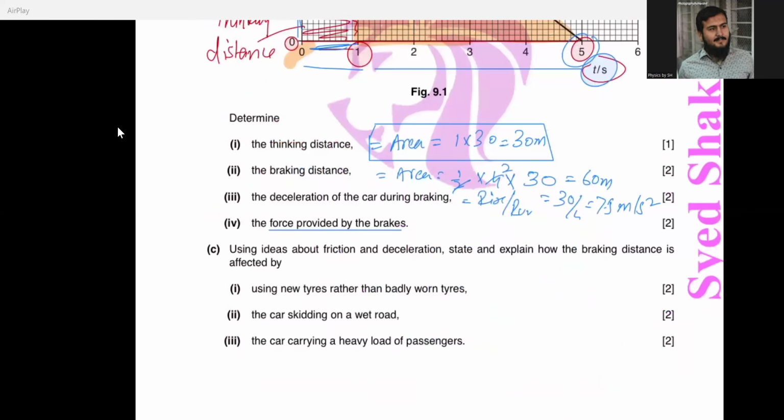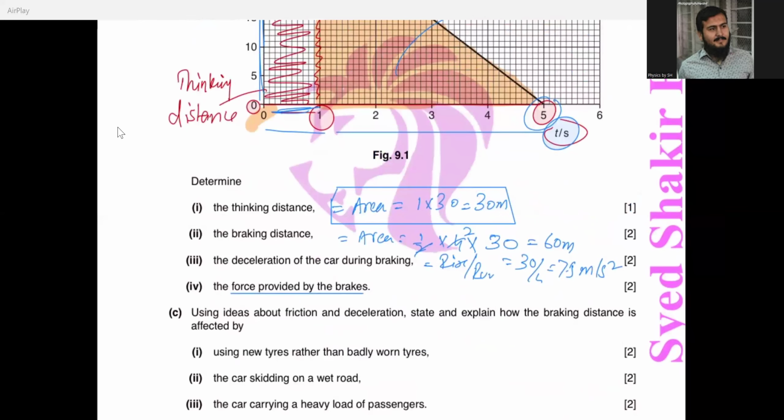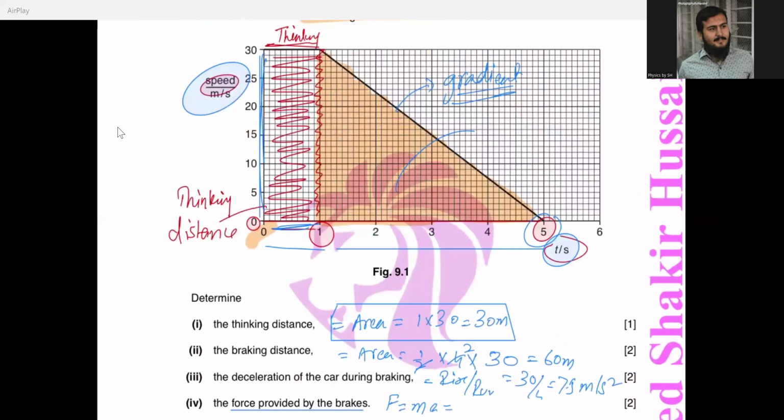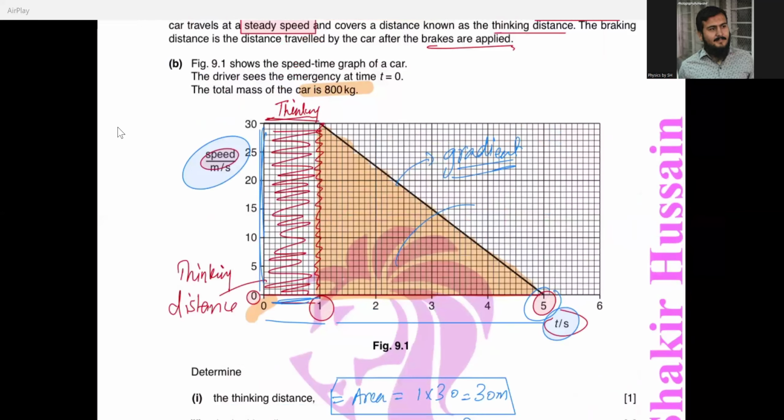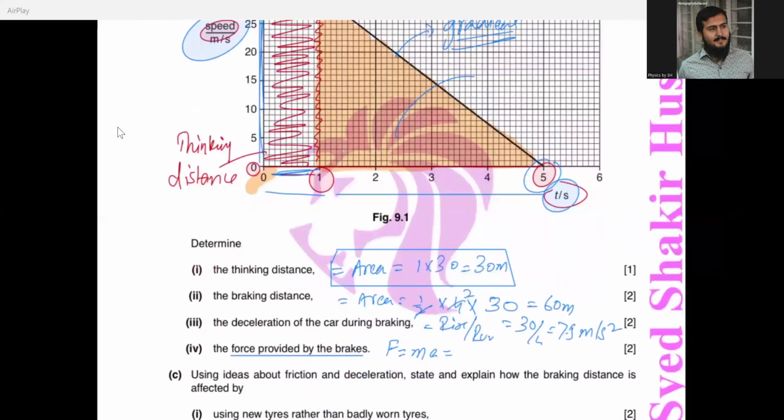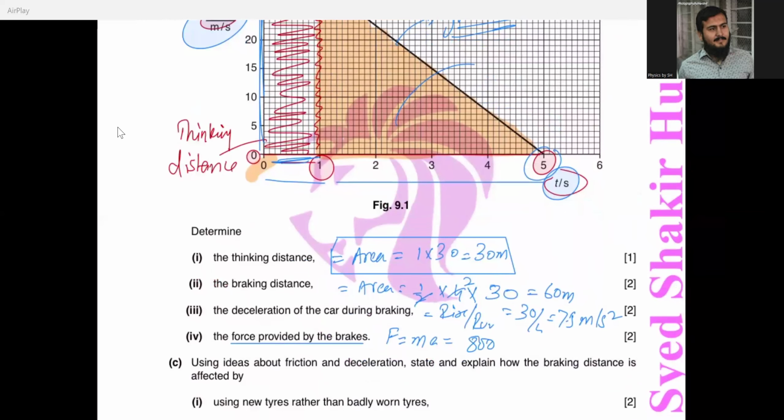Okay, so the force provided, F is equal to ma. I know the mass, how much is it? 800. I know the acceleration, that's negative 7.5. So what would be the answer? We just calculated it up there. 6,000 newtons. समझ आया? ऊपर वाले पार्ट में कैलकुलेट किया था, 6000 newtons.